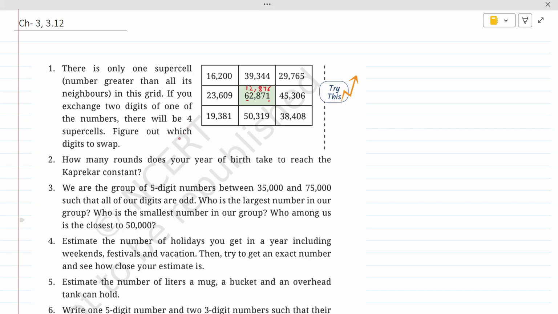So let us see, with this number now, do we get 4 supercells in the grid as asked in the question? Okay, so let's start here. Since this number is neighbor to this cell first, I will focus on this cell first.